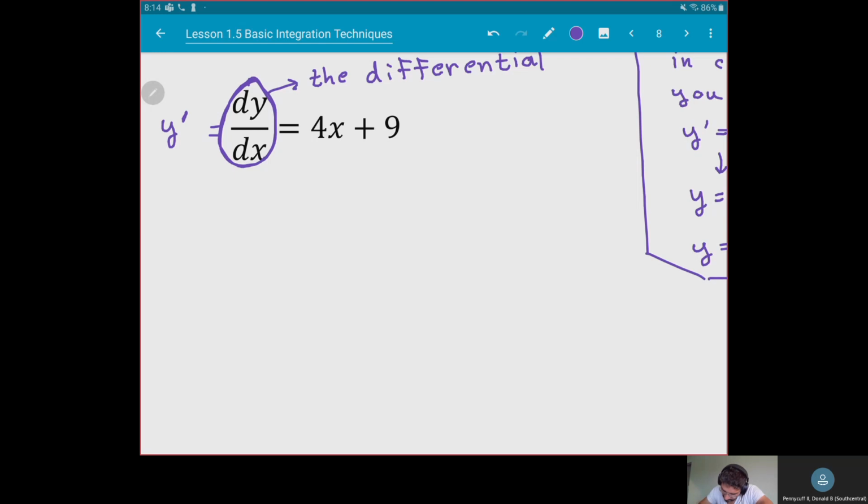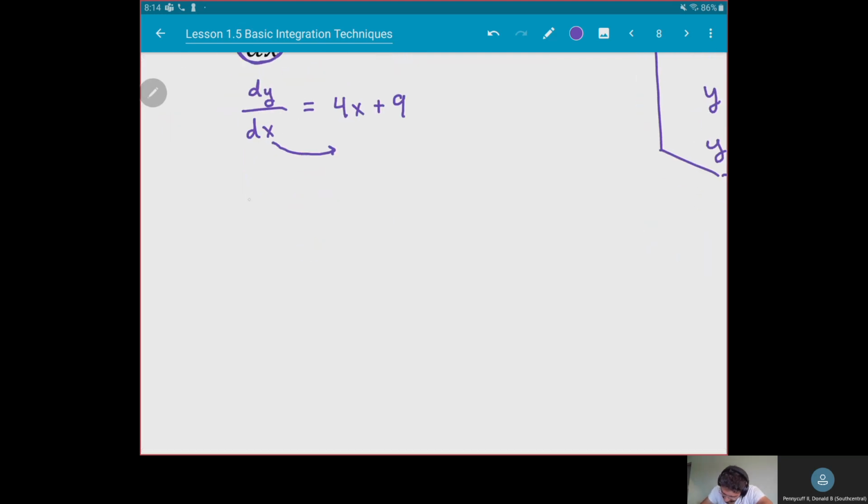So what I'm going to do is I'm going to take my dy over dx equals 4x plus 9. And I'm going to move this dx over, and that's going to give me dy equals 4x plus 9 dx. Now, everything in math can be undone except division by 0, and we've tried with limits, and we're getting better, but still. Everything in math can be undone.